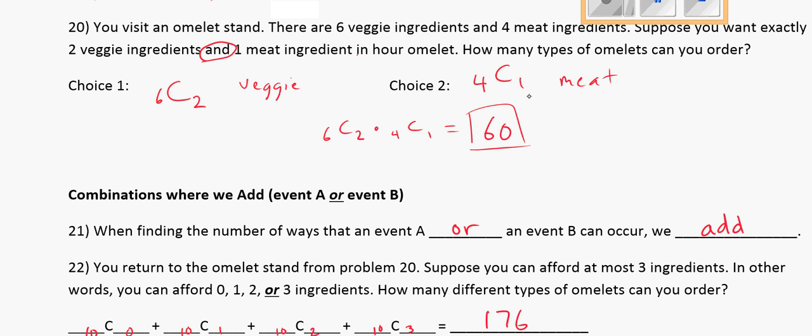And for choice 2, there's 4 meat combinations. You only want 1. So 4C1. Fundamental counting principle says number of choices in the first event times the number of choices in the second gives you the total. And that's where we get 60 possible ways that you can get an omelet with 2 veggie ingredients and 1 meat.